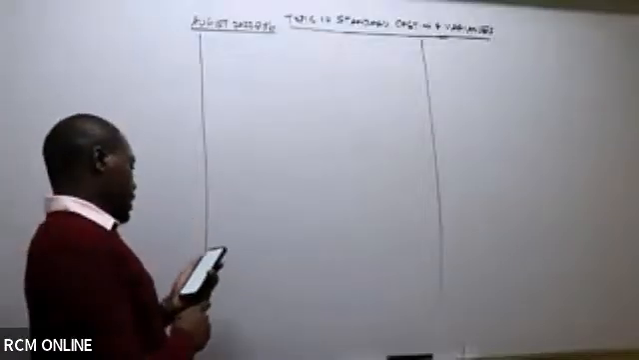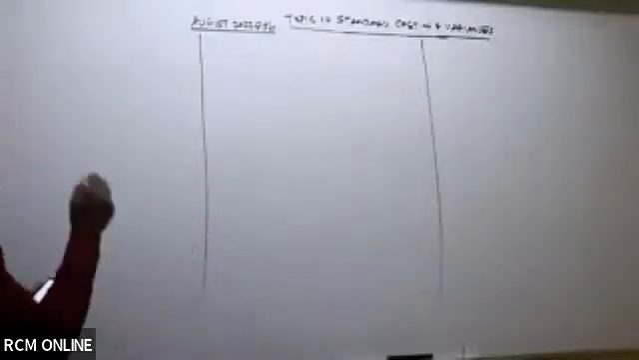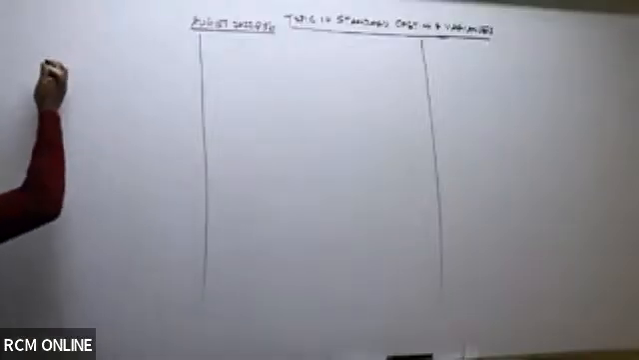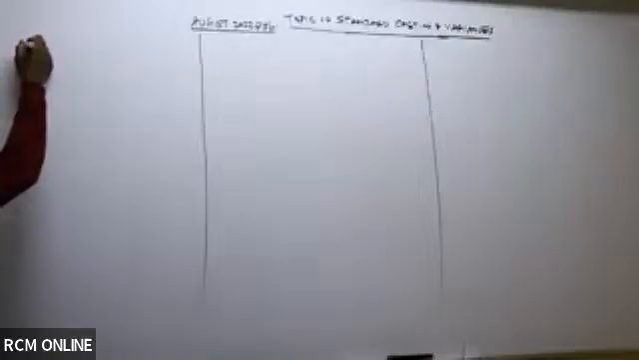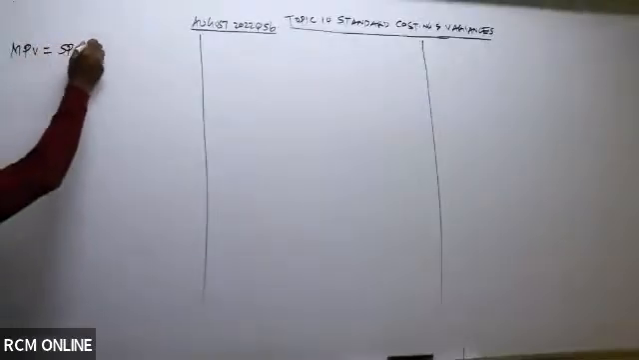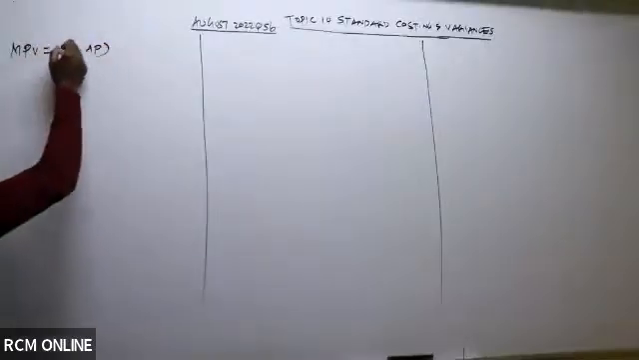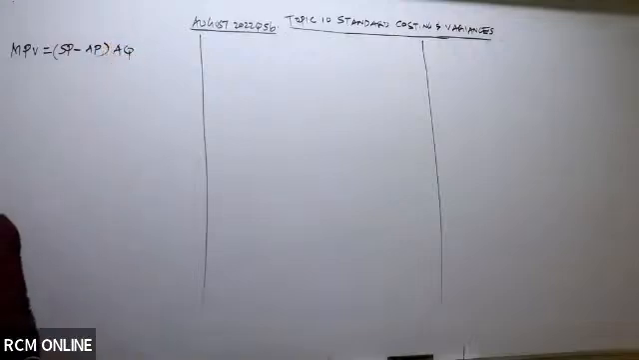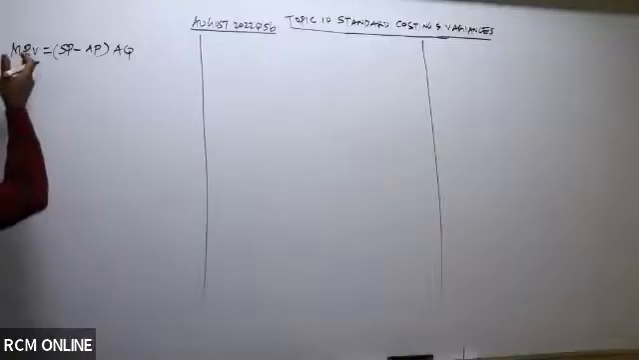Great, so let's go ahead and come up with the standard cost card. So our standard cost card, we start with the variances that we have there. The first one is direct material. So material price variance. Material price variance is equal to standard price minus actual price, then multiply by actual quantity. Right? That's our formula.